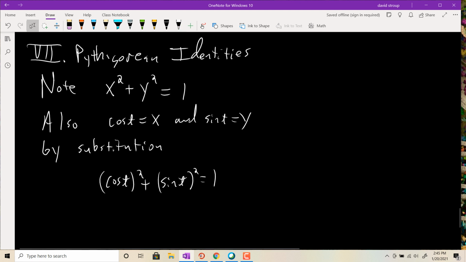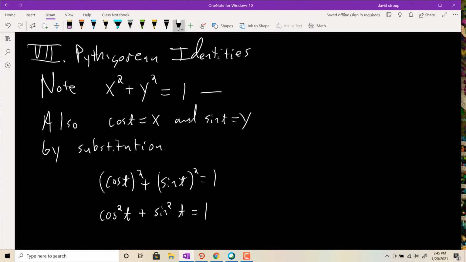We usually don't see it this way. Instead of writing cosine squared like that, we could write it like this, cosine with a little 2 as the exponent of cos, and then plus sine with a little 2 right there. Yes, you have to have this memorized as well. Cosine squared plus sine squared equals 1.